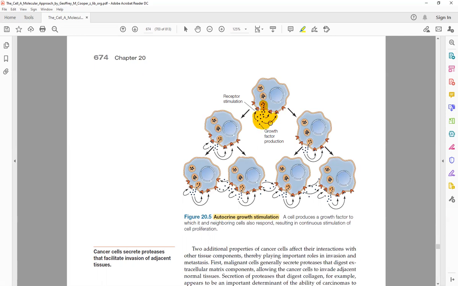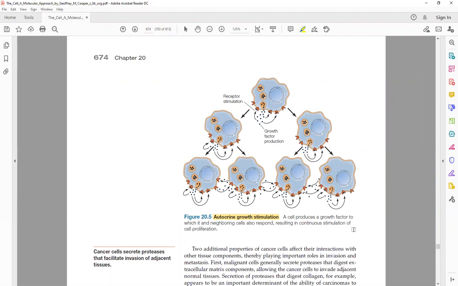Then what is going to happen? They will interact with their receptor and will cause cell signaling to take place, so that the cancer cells will undergo division. Receptor stimulation takes place, then these cells divide. A cell produces a growth factor to which it and neighboring cells can respond. The growth factors will be responded to by the neighboring cells, resulting in continuous stimulation of cell proliferation.